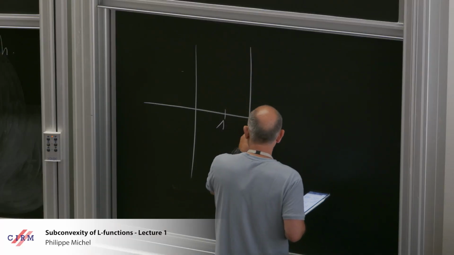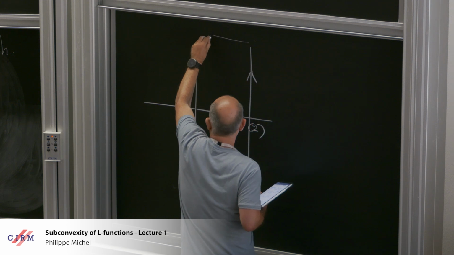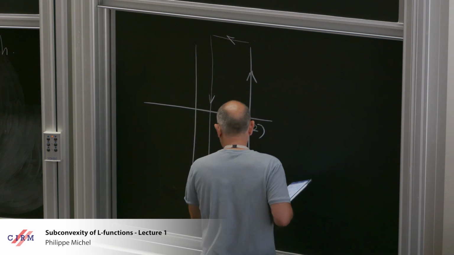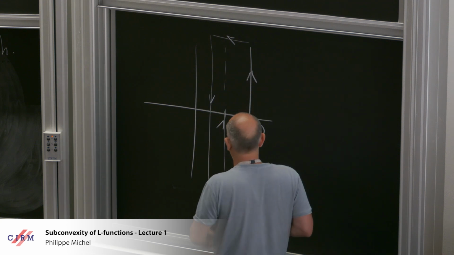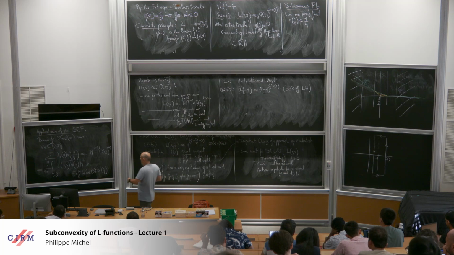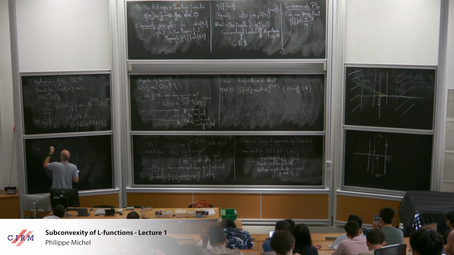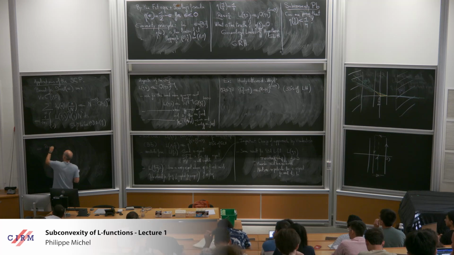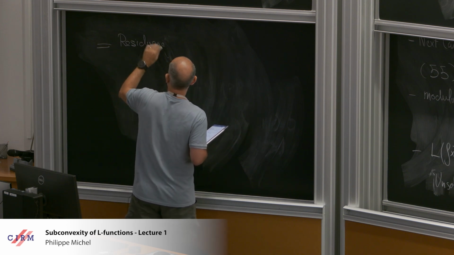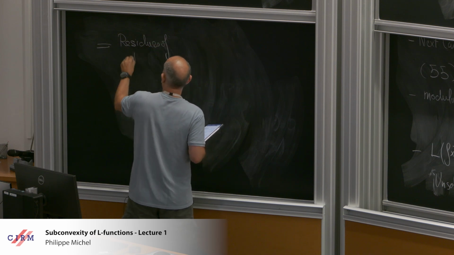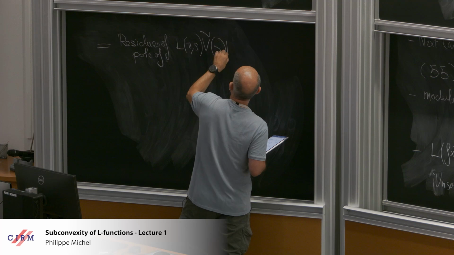It's not free, but let's say it's fine. So you are integrating along this line, and you can just shift the contour and apply the Cauchy formula. Here you may hit some poles, located along this line. After the shift, the sum you're interested in is a sum of residues of poles of this function, L(π, s) Ṽ(s) N to the s.